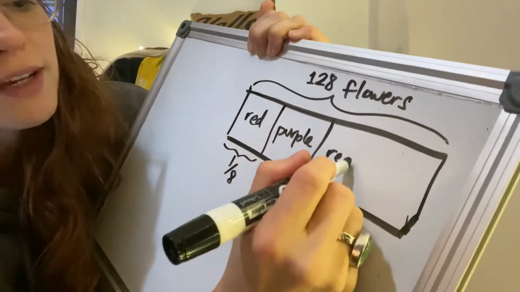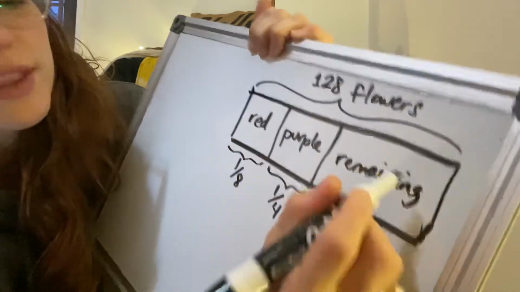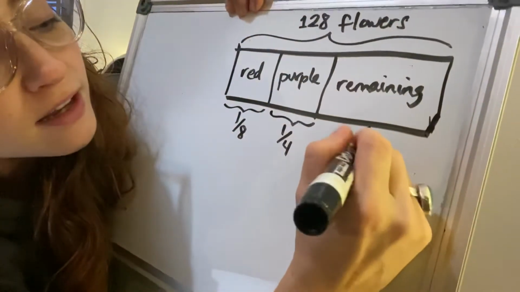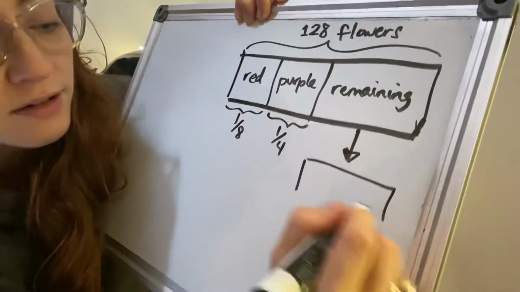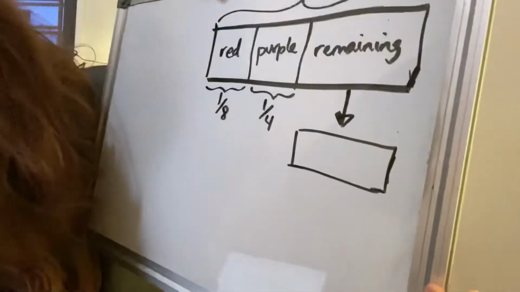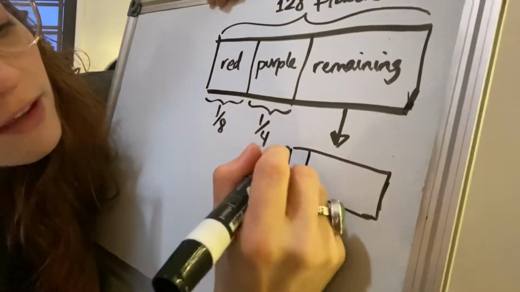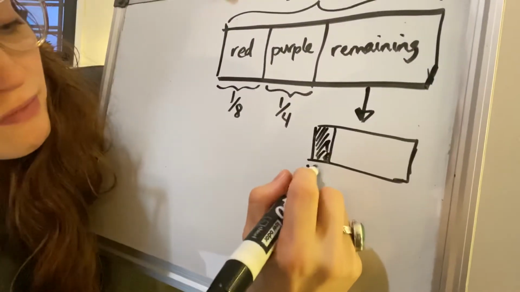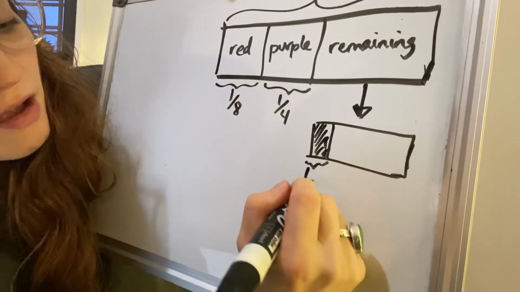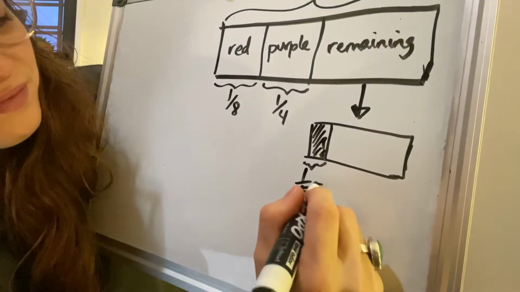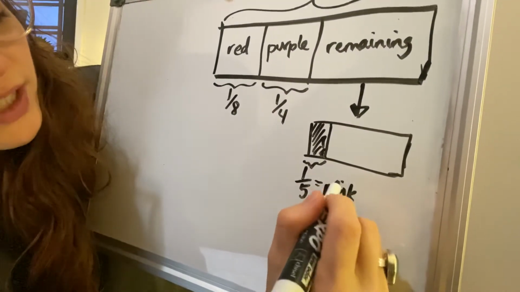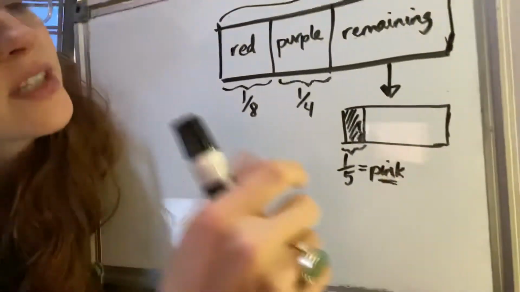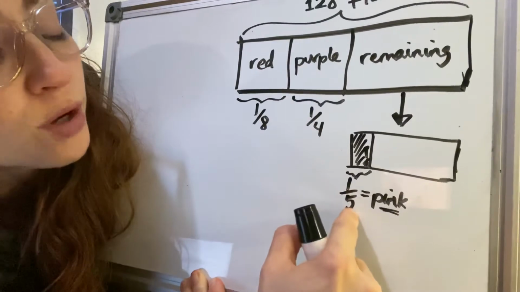And then we have our remaining. And then with that information, what it says is that 1/5 of the remaining. So bring your remaining down here. We want to look at remaining. 1/5 of the remaining are pink. And that is what we need to find out. We need to find that out, the pink flowers. So in order to even find out the pink flowers, we need to know 1/5 of what?